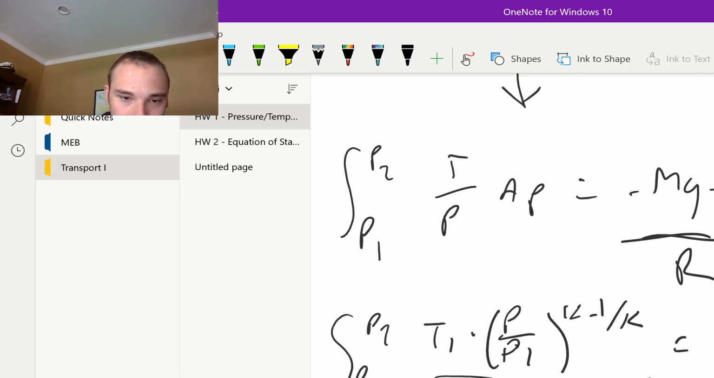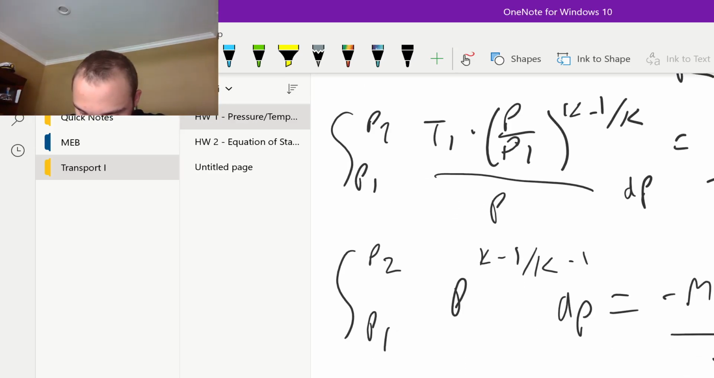So we have the integration from P1 to P2, the initial state of pressure to the final state, of P to the K minus 1 over K minus 1 dP, and this is equal to negative mg delta z over r times T1 times P1 to the 1 minus K over K. So we can now solve this integration.